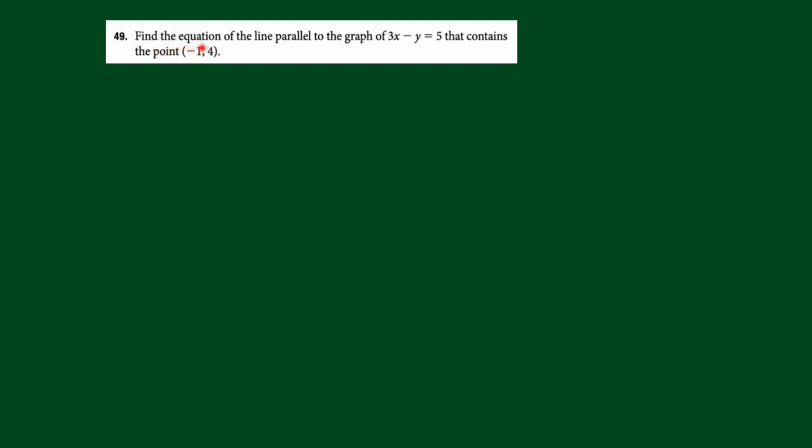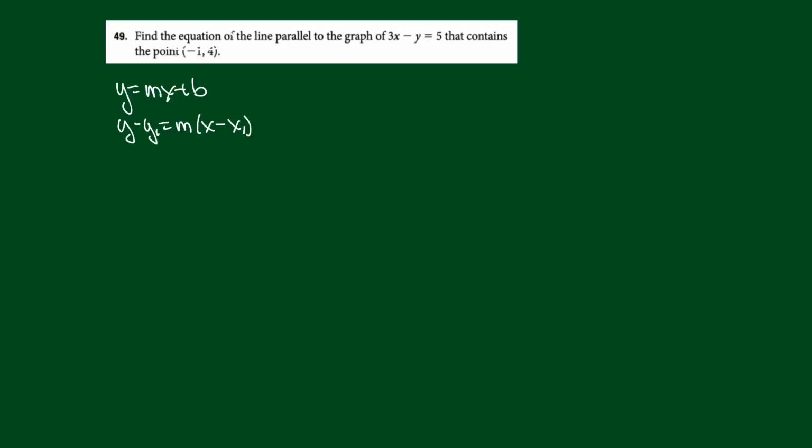We now want to find the equation of the line that's parallel to the graph of this line and passes through this point. As soon as I see "find the equation of the line," I think about those two templates. We have y equals mx plus b, the slope-intercept form, and then we have y minus y1 equals m times x minus x1, the point-slope form. Really, every time I see this, this is what I'm thinking.